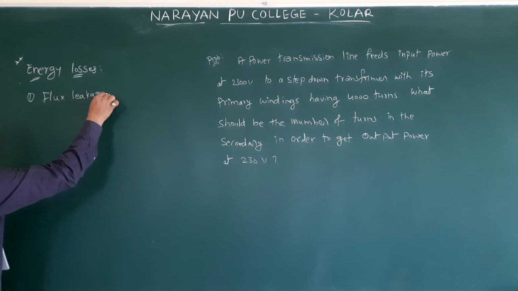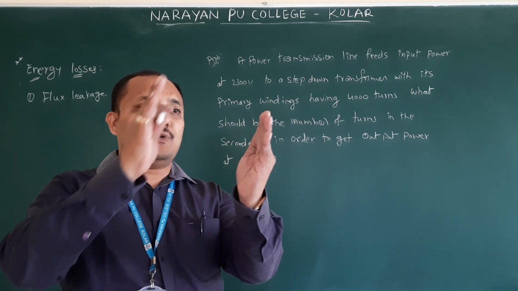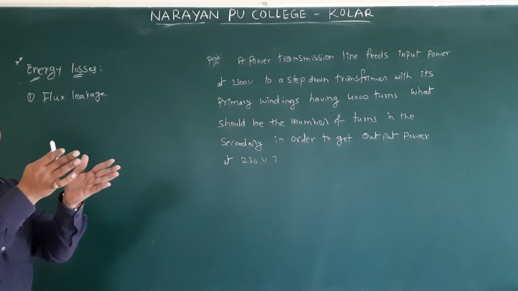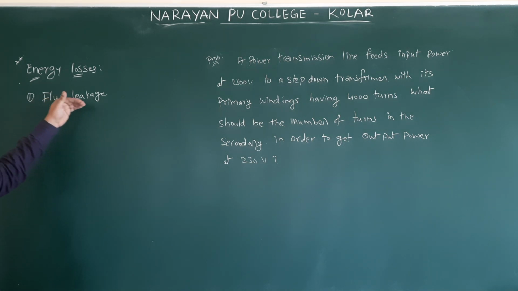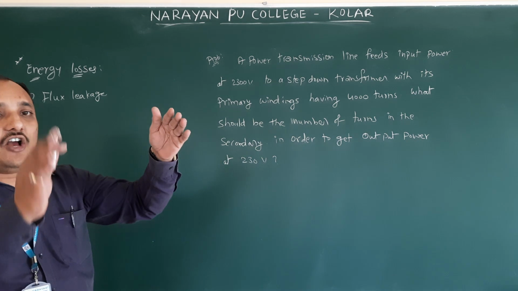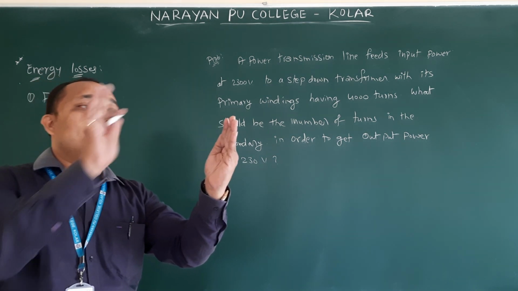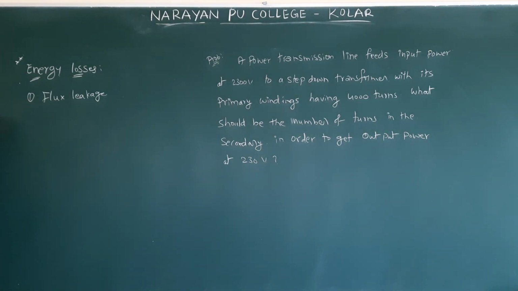Flux leakage means, as I told you, flux is going to be transferred from one end to another end. While being transferred, it is going to be leaked from the sides. So it should not happen. If flux leakage happens, then the same amount of flux developed in the primary coil is not going to be transferred to the secondary coil. At that time some energy is going to be lost, magnetic energy we will say.